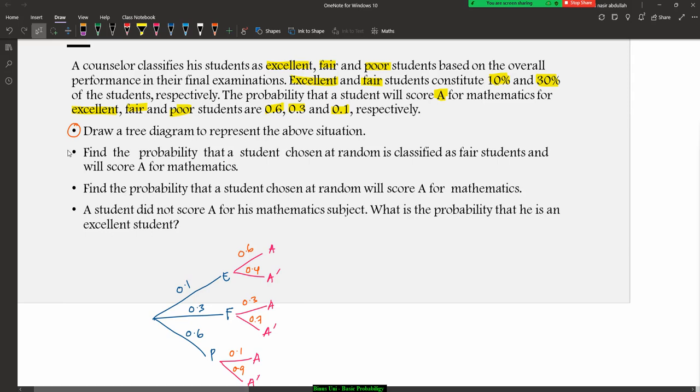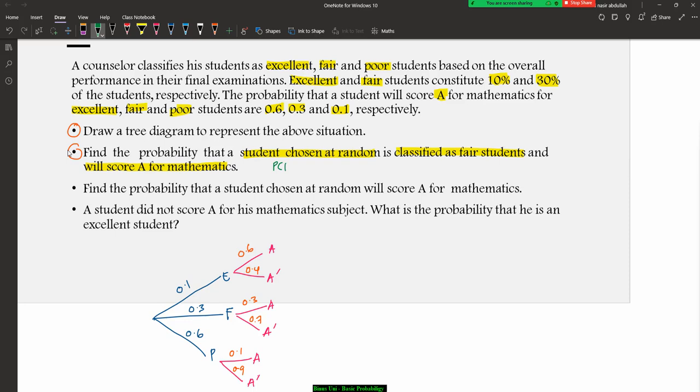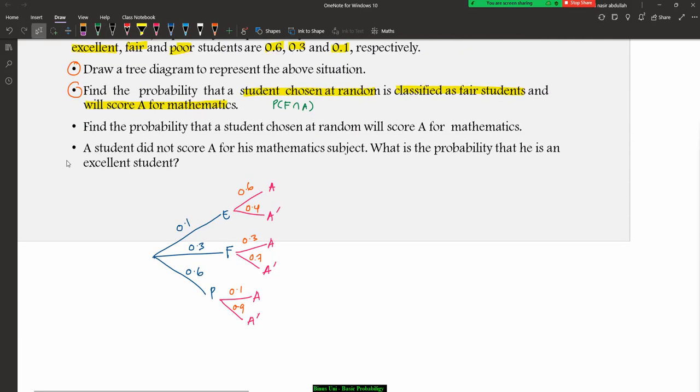So now, the second question: find the probability that a student chosen at random is classified as a fair student and will not score A for mathematics. So the second question is asking the probability of a fair student and not scoring A for mathematics. Looking at the basic formula, probability of A given B equals probability of A intersect B divided by probability of B. If you want to find probability of A intersect B, it should be probability of B multiplied by probability of A given B. This is a basic concept.